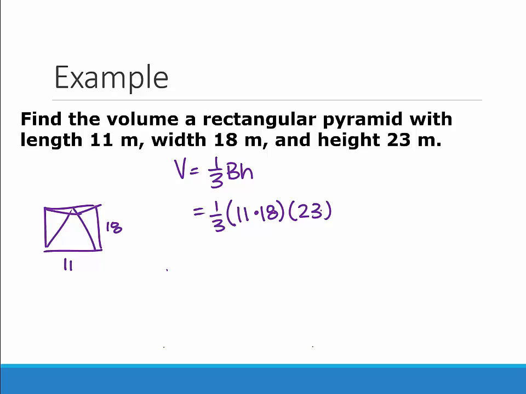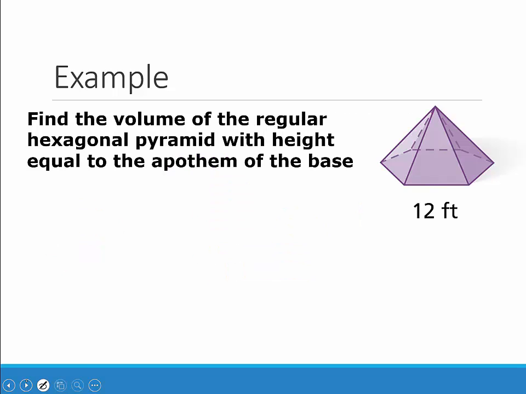And if we type this into our calculator, 11 times 18 times 23, and then multiply by 1/3, we end up with 1,518 meters cubed. So the only difference between this lesson and the lesson before it is you have to remember to multiply by 1/3. So I'm going to leave you this problem to do.